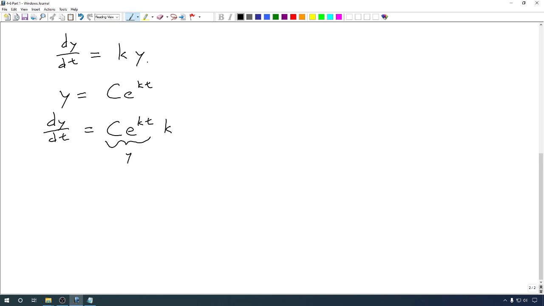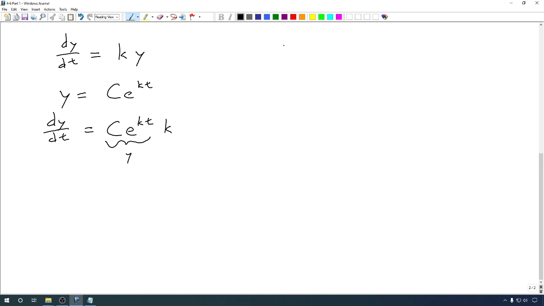Now there is a question of whether there could be other solutions, but it turns out that all of them look like this. This is really the only solution, though technically there are infinitely many solutions here because the c can be whatever we want.